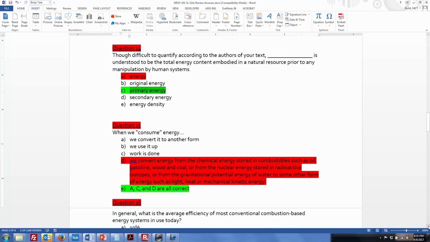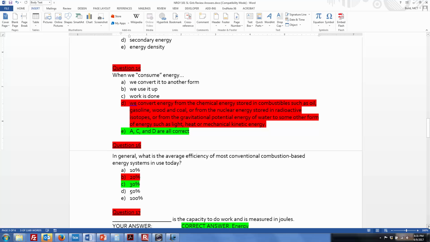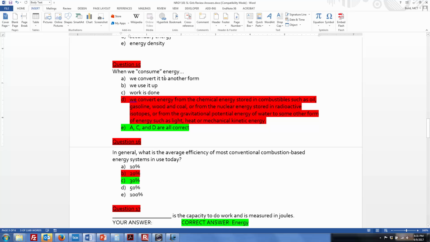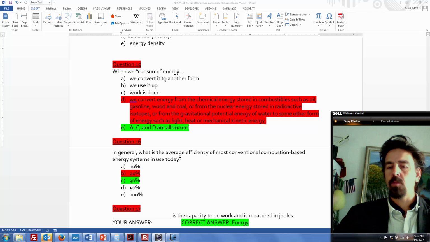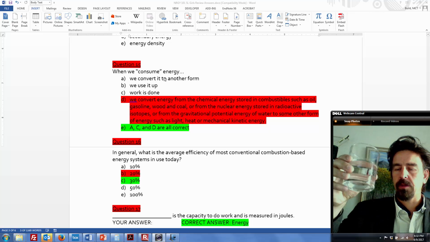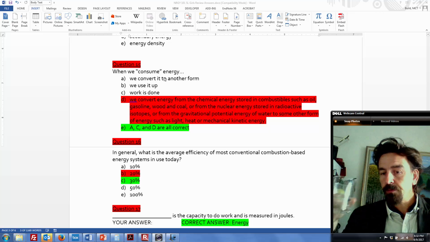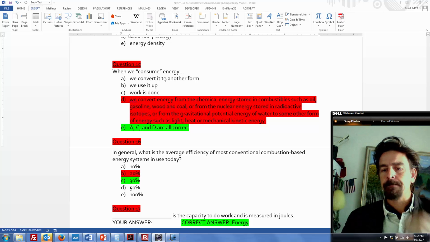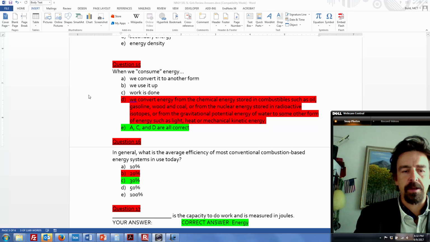Okay, now this is also very important. When we consume energy. Now remember, I have some water in this class. When I drink the water, I consume the water. All right, so the water goes into my body. Now, the first law of thermodynamics. Let's go there. Let's go to the first law of thermodynamics.